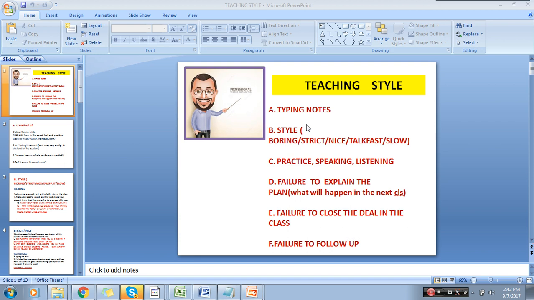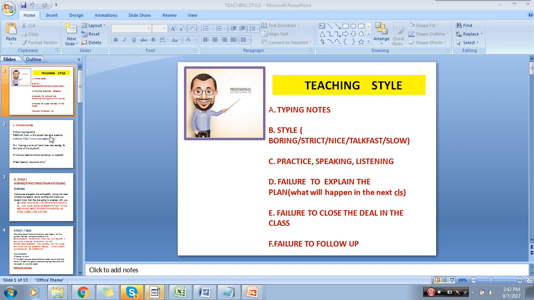So, for the teaching style, we are going to deal with typing notes, your style of teaching, okay, if it's boring, strict, nice, if you talk fast or slow. Also, we will talk about the practice, the speaking, and the listening. Next is failure to explain your plan about what will happen in the next class. Also, failure to close the deal in the class. And last is failure to follow up. So, these are the contents of my presentation for this teaching plan.